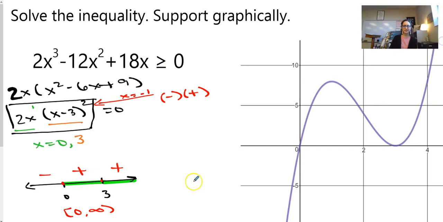All right, let's take a look at the graph. Again, this looks really good. Notice that my y values are positive here, and then they stay positive all the way from 0 to infinity.